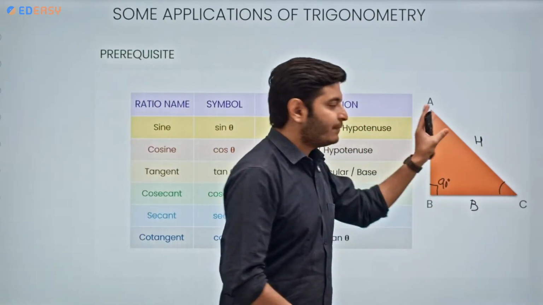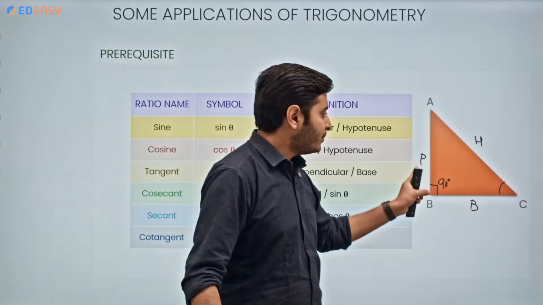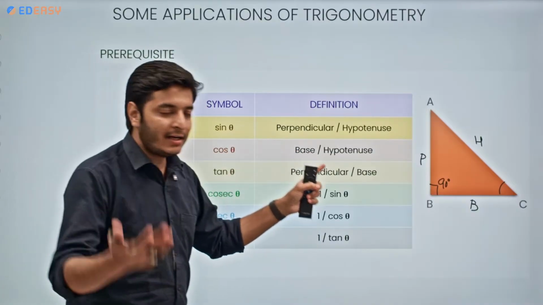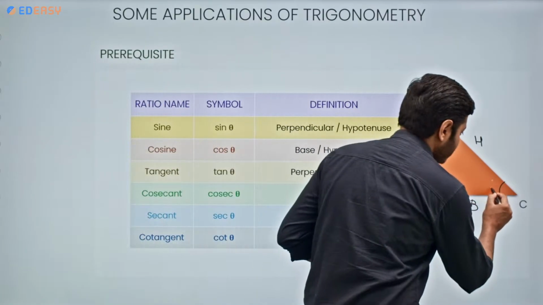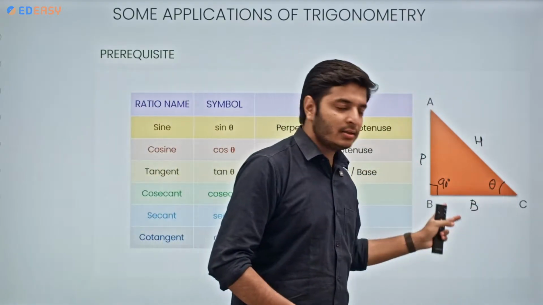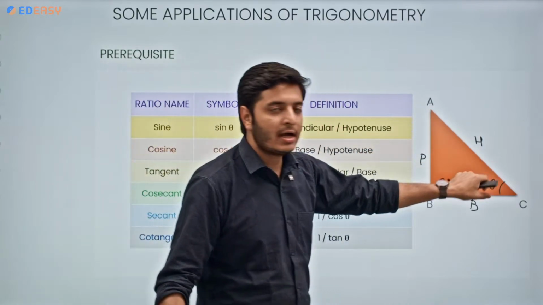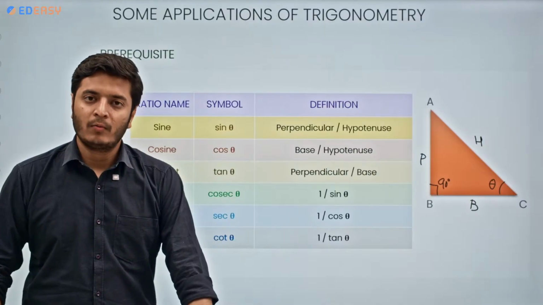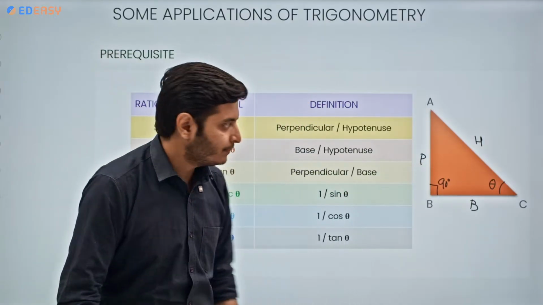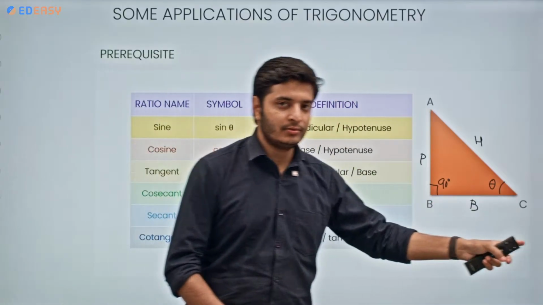Whatever angle you are referring to, depending on that angle, you can see that perpendicular and base can be different, correct? So sine of that angle, suppose in this case angle C is theta. So sine theta in this triangle will be what? Perpendicular AB divided by hypotenuse AC. Whatever their length is, you can find their ratio, and that will be the value of sine theta. Cos theta would be base by hypotenuse.